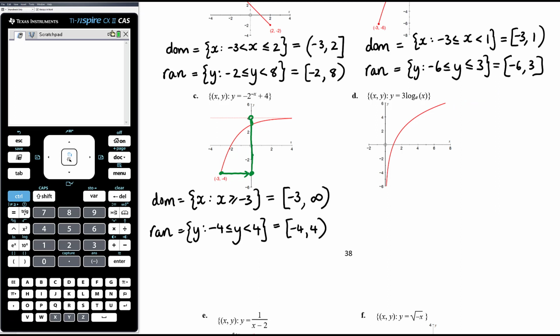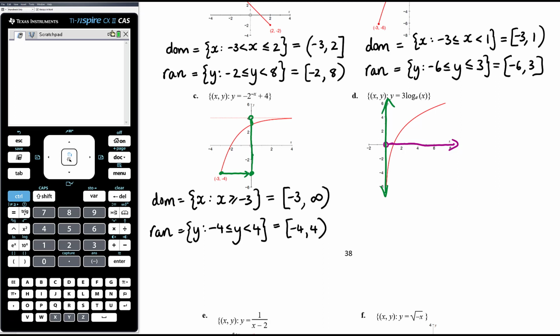So the domain, the graph exists for all y values. Sorry, I was talking about range there, wasn't I? So the graph exists for all y values. It doesn't exist for all x values. It doesn't exist back here, and it also doesn't exist at the y-axis because the y-axis is an asymptote. So it doesn't exist here, but it exists for every value bigger than 0, and then it keeps going on forever that way. Whereas for the range, it exists everywhere.